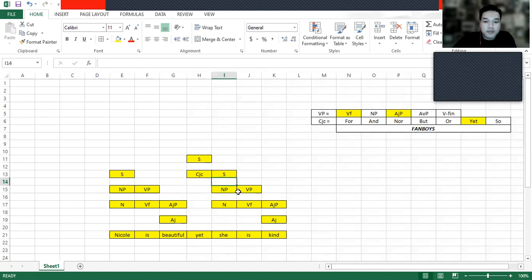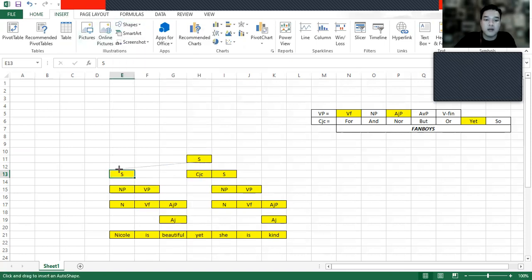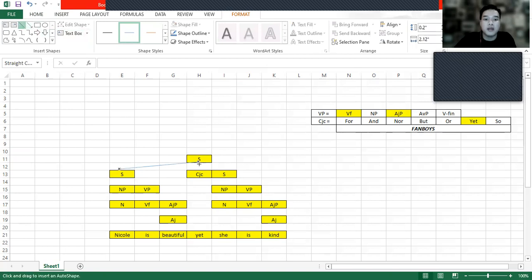Okay, so this is actually done, right? It's a bit easy, right? We're just searching which one is noun phrase and verb phrase, and then it is shaped into a sentence. It is a bit easy actually. So let's draw a line to solidify this tree diagram to make it more tidy. Okay, this may take a while, so I need you to be more patient about it.